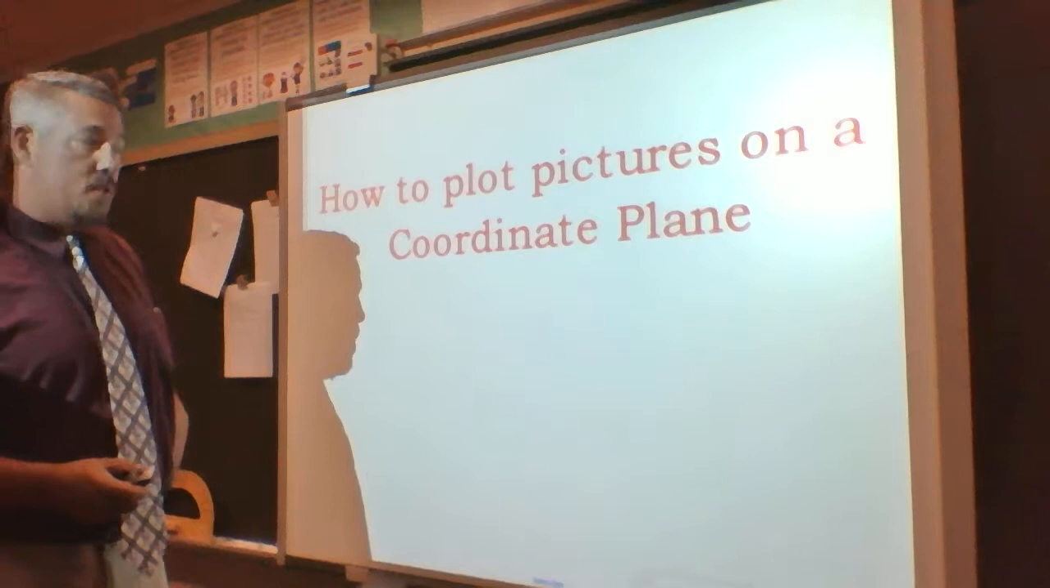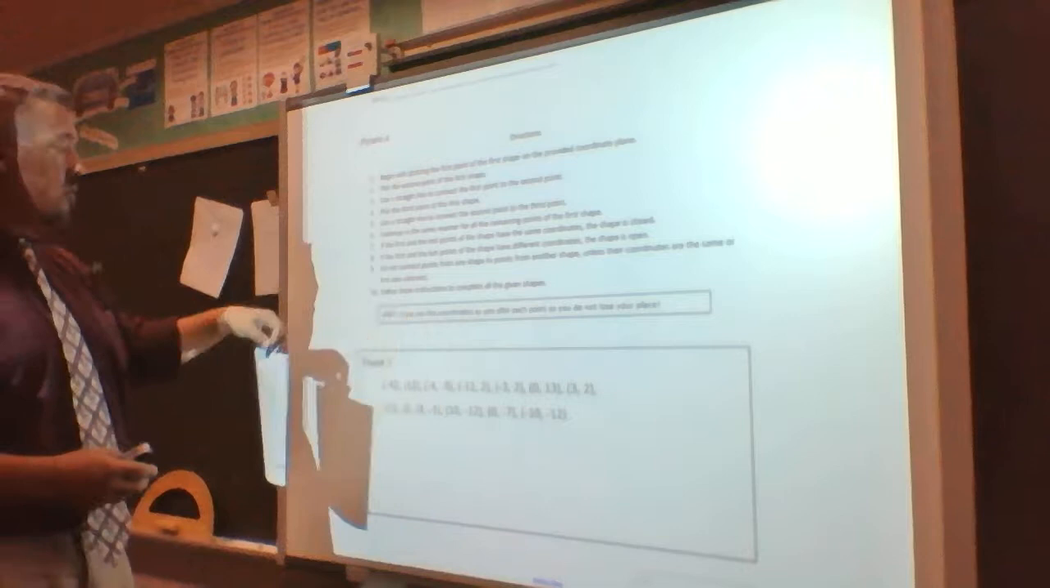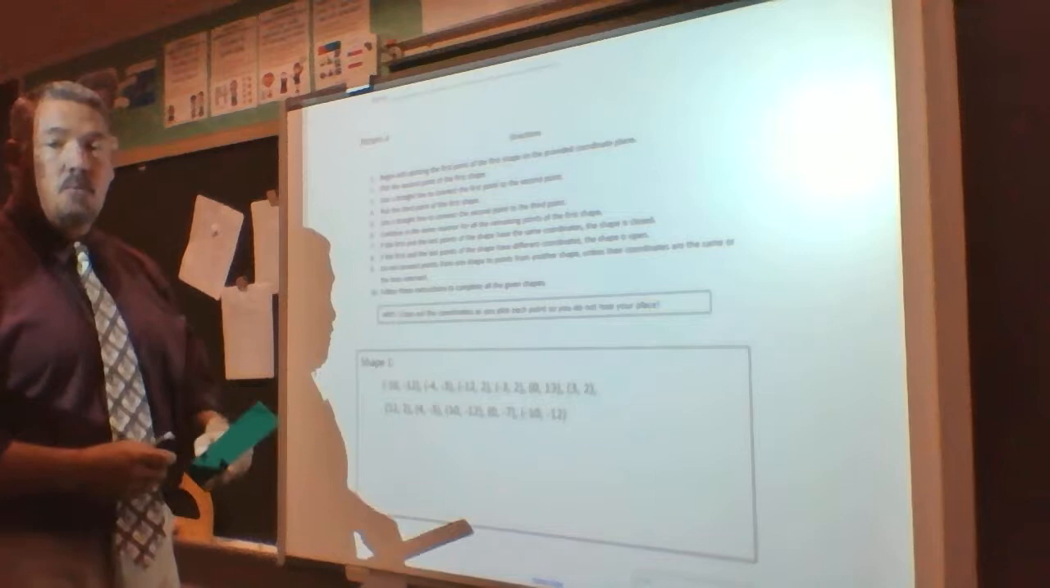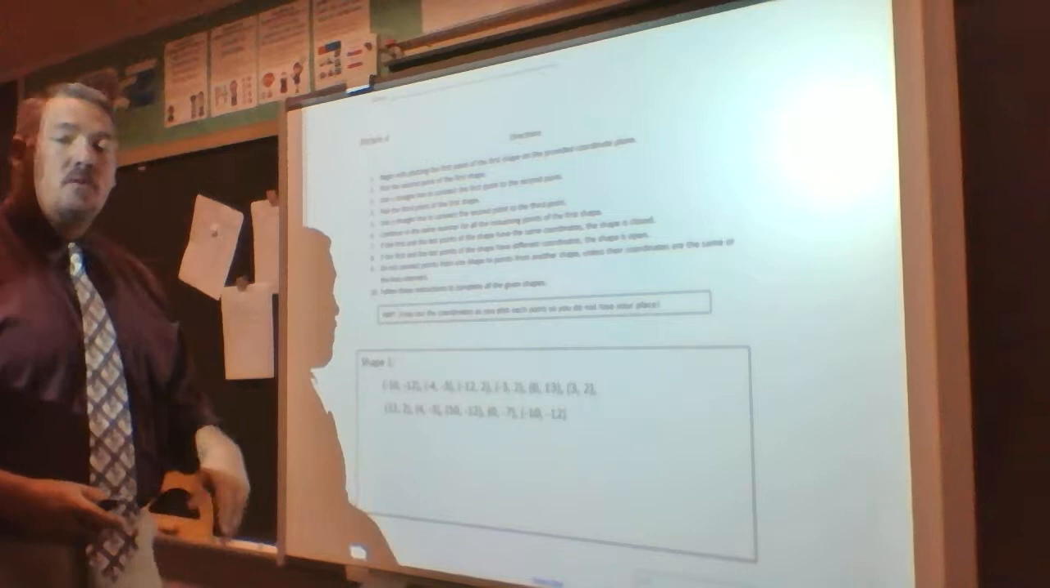I've made my own copy so that I can go to my next page, but you tear your directions off so you can set them to the side and mark them out as you go through. So it tells us, basically, if I read through this, it says I'm going to start at one point, go to the next, use my straight edge to connect them, and then plot the next one. And each time, as my hint says, if I cross these out as I'm going along, I won't lose track.